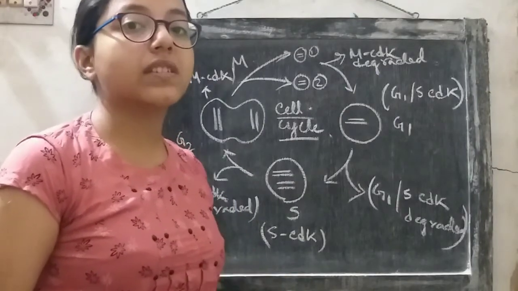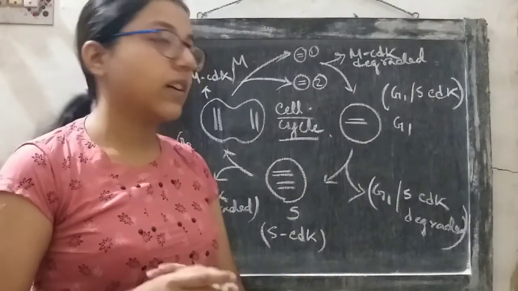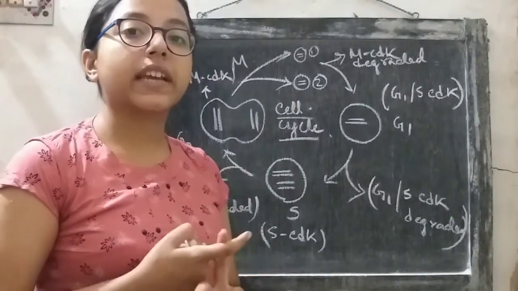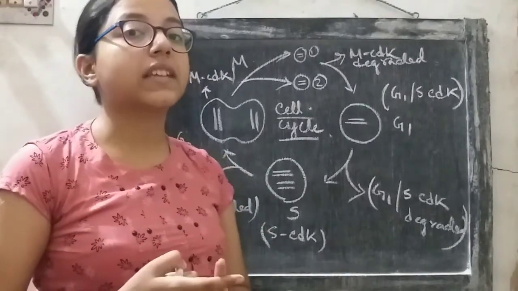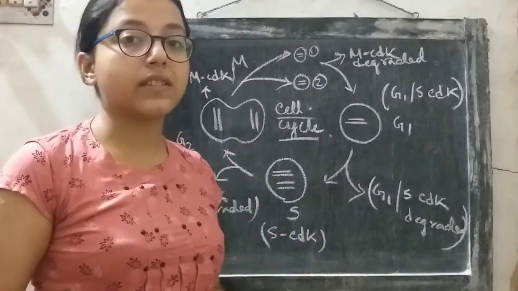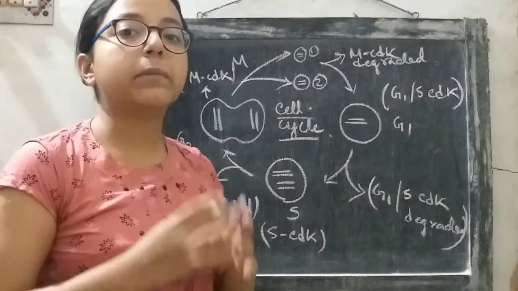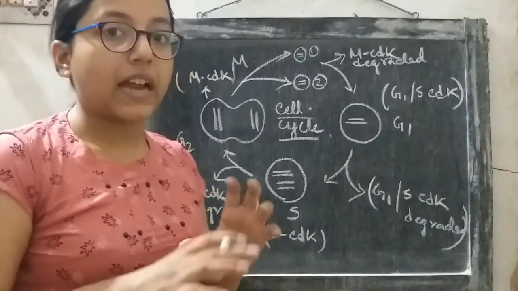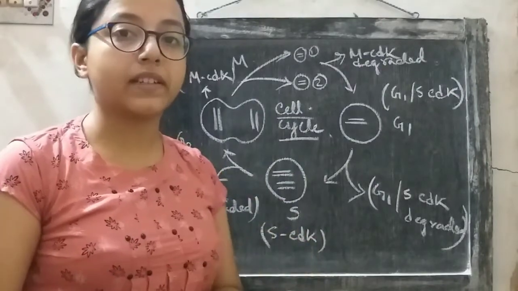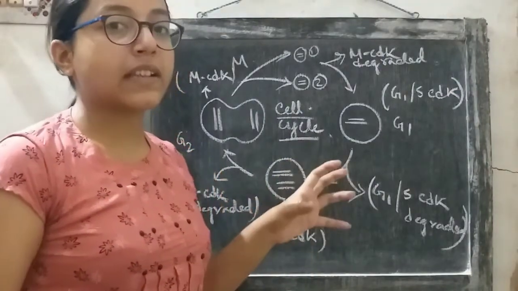So mitosis is composed of two phases. First phase is karyokinesis or nuclear division, and the second phase is cytokinesis or cytoplasmic division. After the completion of these two processes, we can conclude that mitosis has completed, and we can finally get two daughter cells from a single parent cell. So this is the entire cell cycle.